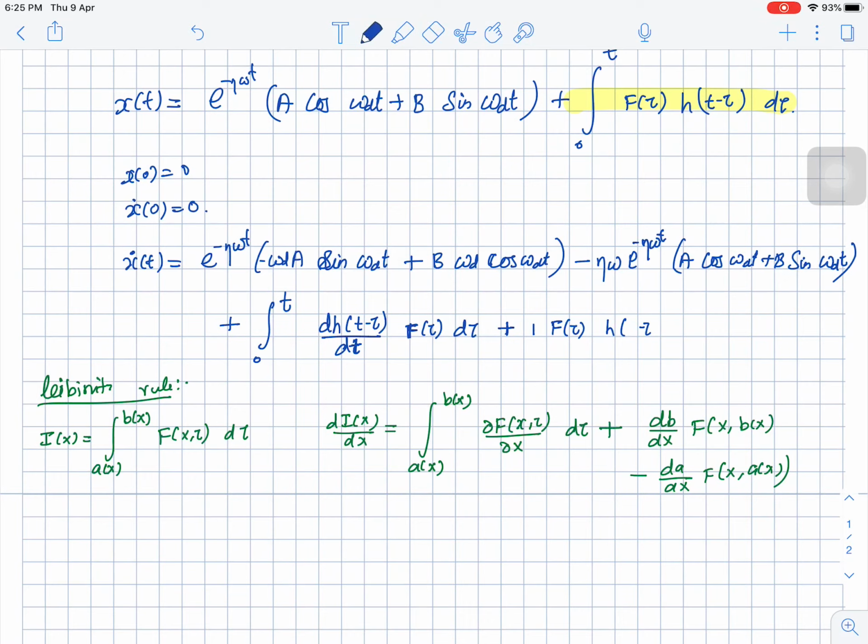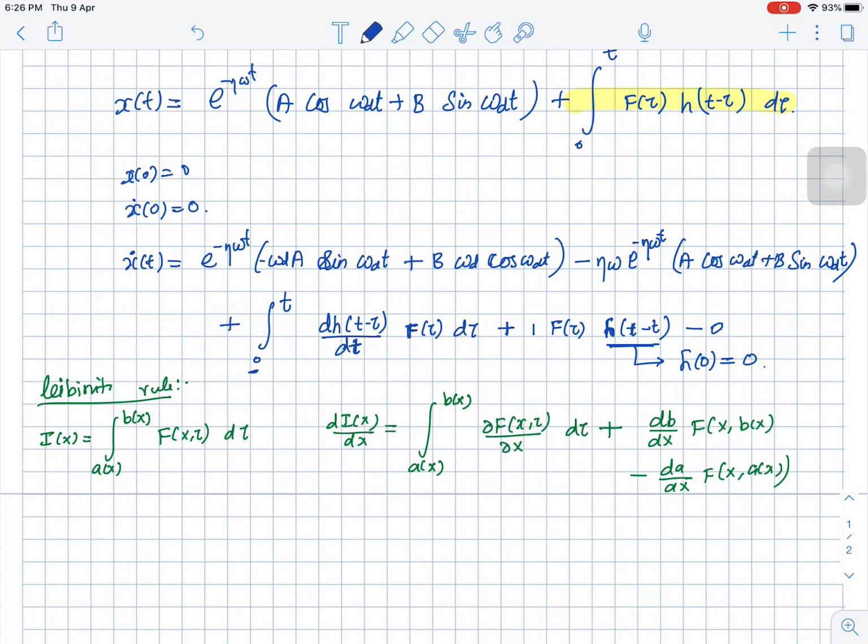So t becomes 1. Tau becomes t, therefore h of 0 equal to 0. For the last term, dA by dx, A is equal to 0, so this term will be 0. Here h of 0 will be 0.